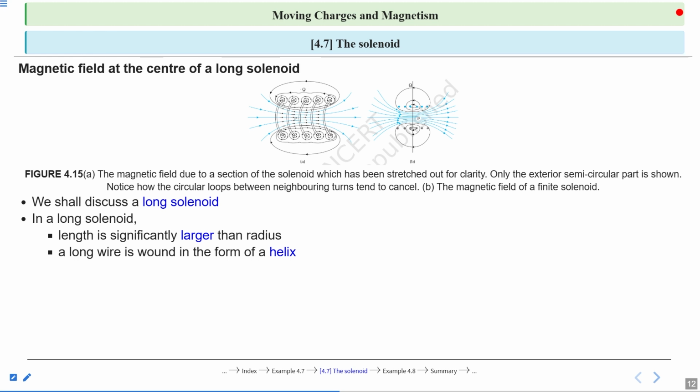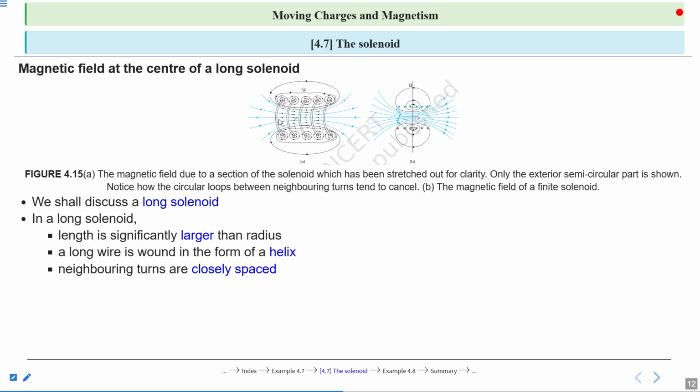A long wire is wound in the form of a helix, like a spring, you may have seen. A spring is wound like a helix. We have discussed the helical path of the charged particle also, and you know what helical winding is, like in the spring. So it is wound in the form of a helix, and neighboring turns are closely spaced. That is, it is closely wound. That means there is not much space between the subsequent windings.